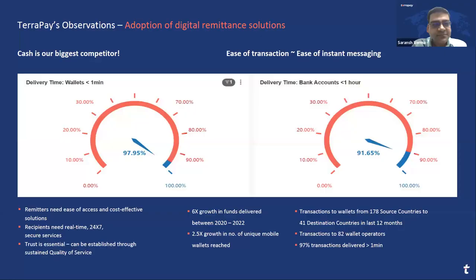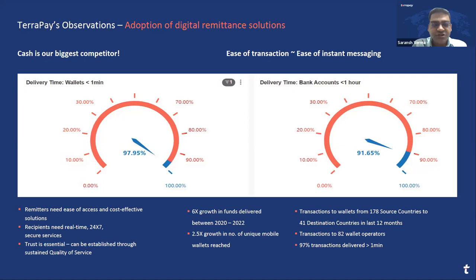So what have been some of our observations in about the last 3 years or so? From TerraPay's perspective, and I believe a lot of market participants will resonate with this, cash is our biggest competitor for cross-border person-to-person payments, for individual remittances. Cash is our biggest competitor, and that is where we try to have an impact. Reducing dependence on cash transactions is what we try to enable by offering services which are easy to access.